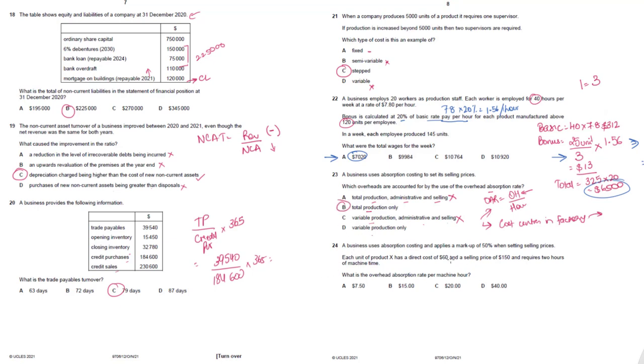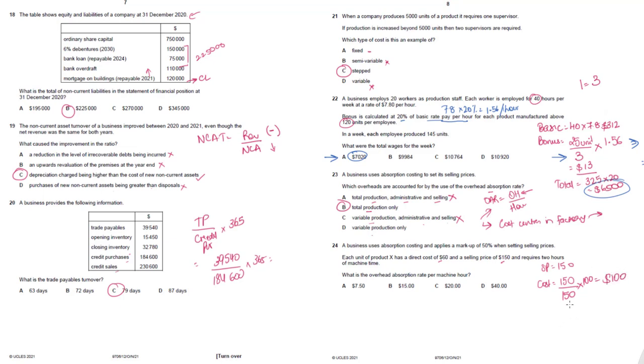24. A business uses absorption costing and applies a markup of 50% when setting selling prices. Basically, when they get the cost, they add on 50%. Each unit of product X has a direct cost of 60, selling price of 150, and requires 2 hours of machine time. What is the overhead absorption rate? If the selling price is 150, what should be the cost? When you add on the 50% markup, it gives you a selling price of 150. So 150 divided by 150 into 100. In other words, cost is $100.